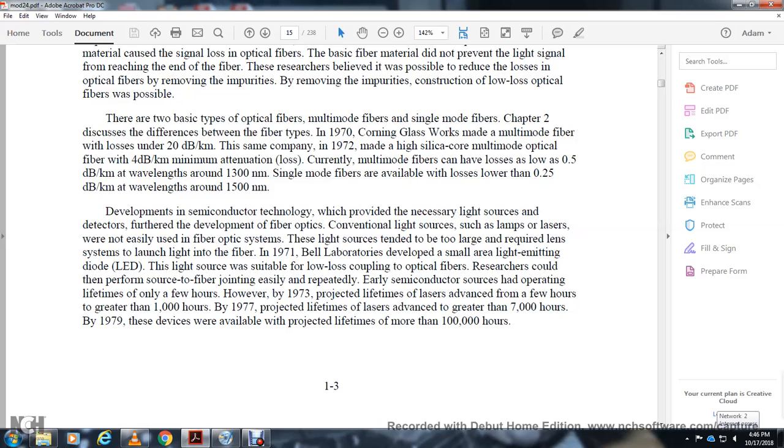This light source was suitable for low-loss coupling with the optical fiber. Researchers could then join the source to the fiber easily and repeatedly. Some of the early semiconductor sources had operating lifetimes of only a few hours.